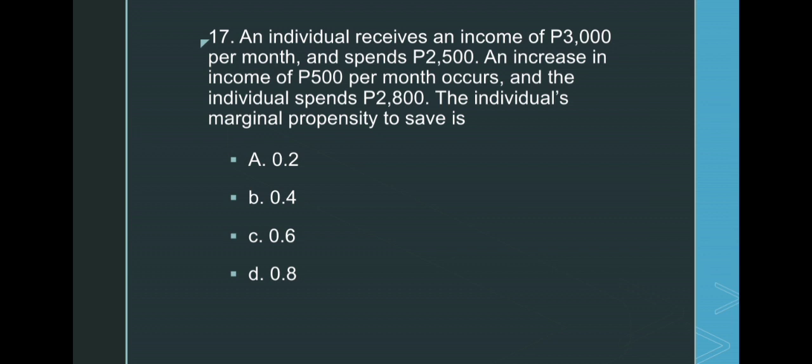Question number 17. An individual receives an income of 3,000 pesos per month and spends 2,500 pesos. An increase in income of 500 pesos per month occurs and the individual spends 2,800 pesos. The individual's marginal propensity to save is letter A, 0.2, letter B, 0.4, letter C, 0.6, letter D, 0.8.